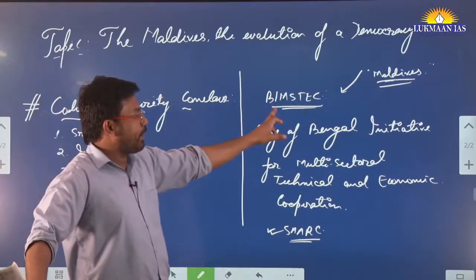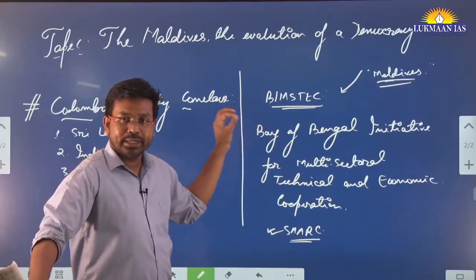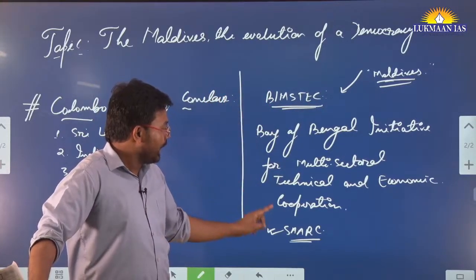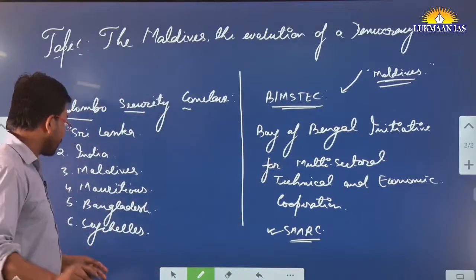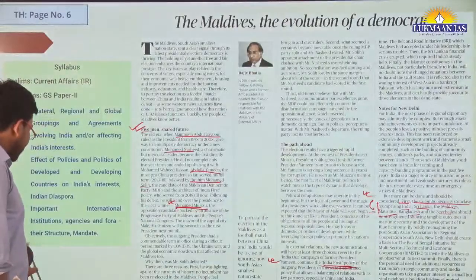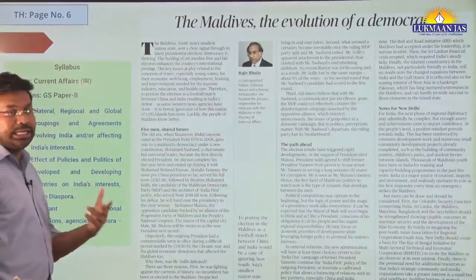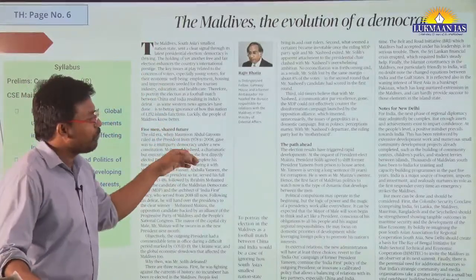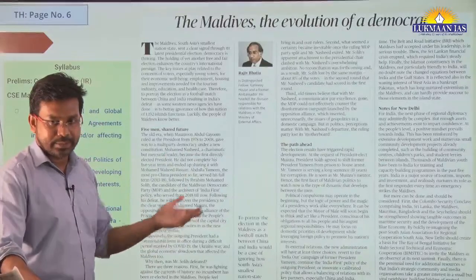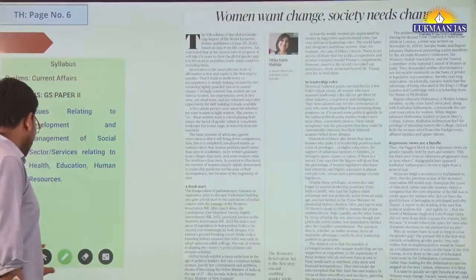You need to go through the membership of the Bay of Bengal Initiative for Multi-Sectoral Technical and Economic Cooperation, and also go through the membership of SAARC and see the present status of these organizations. So that will be beneficial. Although this article is on India-Maldives relations, it's related to GS Paper 2. However, it is also important for the prelims exam, because they have mentioned some of these regional groupings.